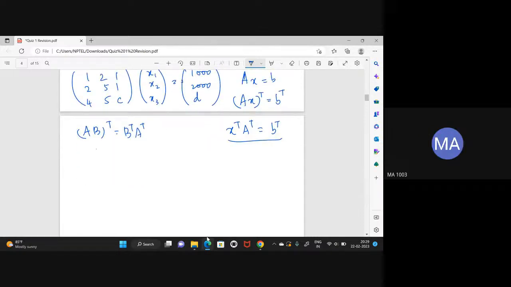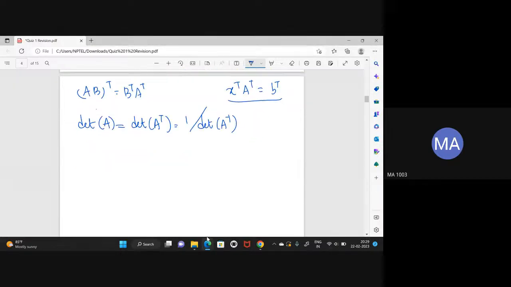So what can you tell about determinant of A and determinant of A transpose? They're the same. What about determinant of A inverse? It's 1 by determinant of A. So I'll write it as determinant of A inverse is 1 by determinant of A. Is there any other property that we use frequently? Determinant of A power N is equal to determinant of A whole power N.